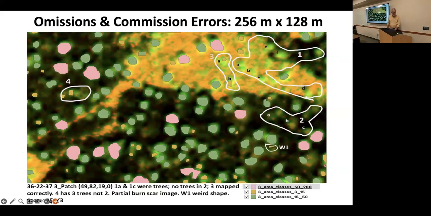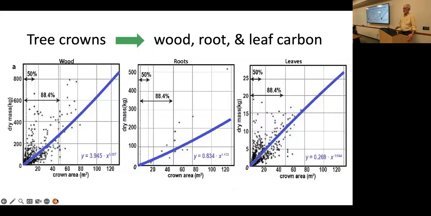And that's because the burn helped simplify the ecosystem. We thought it would be the opposite. So that was one surprising thing. Now, with mapped tree crowns, how do we go from tree crowns to carbon?